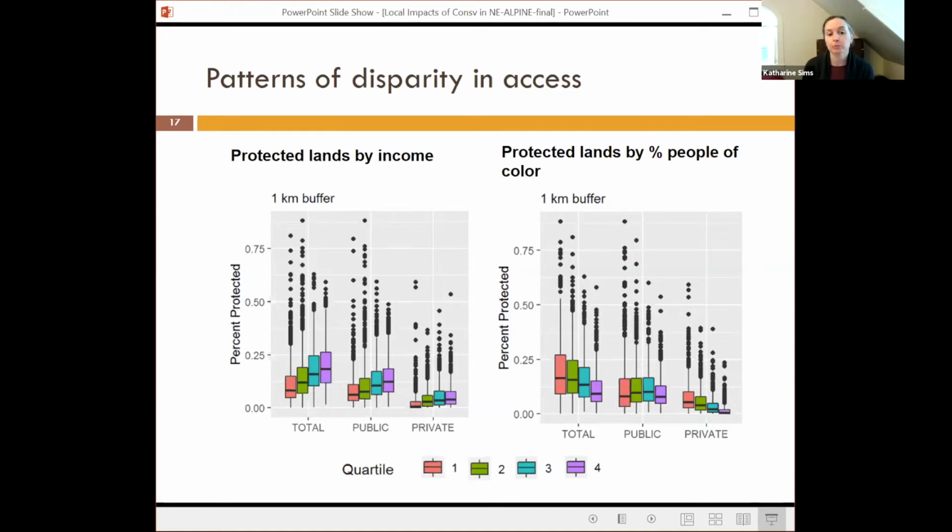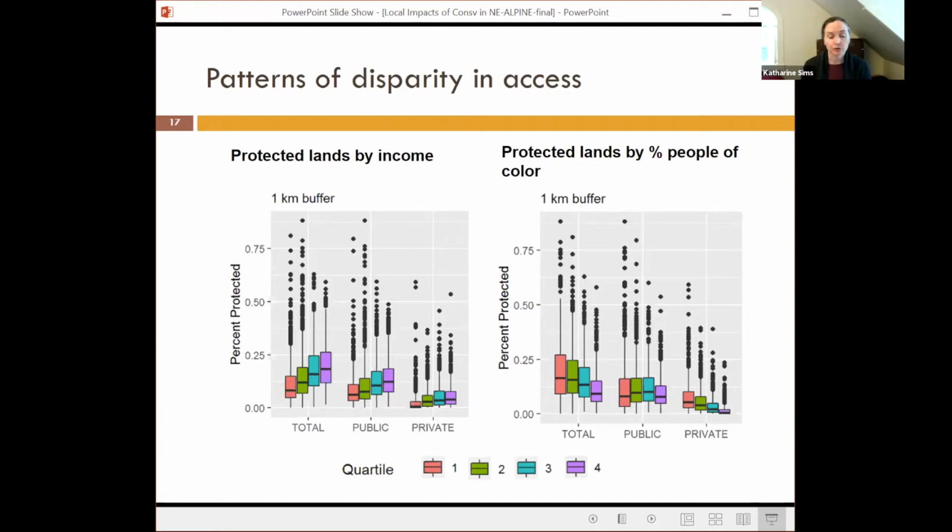A median of 8.2% of land is protected within the 1 kilometer buffer area for low income tracts, compared with a median of 18.3% of land protected in the highest income quartile tracts. Tracts with the highest proportion of people of color have about 60% as much nearby protected open space, a median of 9.4% within 1 kilometer, compared to 16.6% within 1 kilometer for the most white areas.